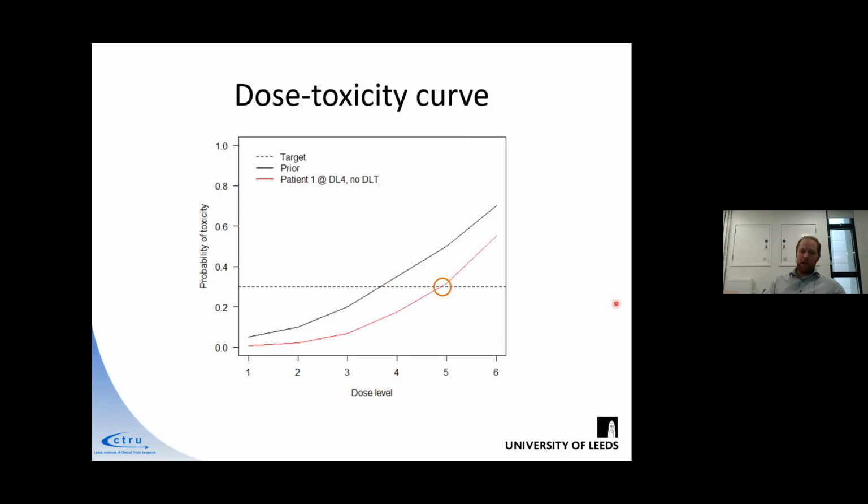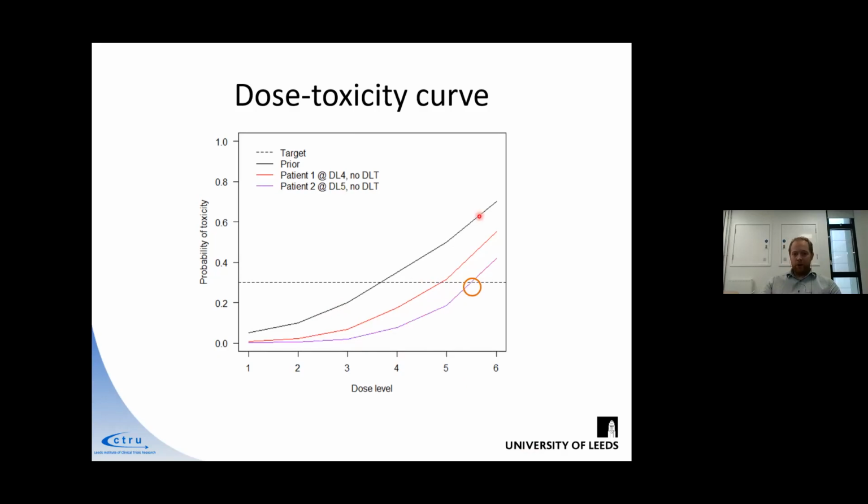Then we recruit a single patient at dose level 4, and we see that there's no dose-limiting toxicity. So we can see that the curve is estimated to come down from the original prior. We then see that the dose closest to this target toxicity of 30% is dose level 5, so we treat the next patient at dose level 5. That patient has no DLT, and the curve is updated, and we re-estimate and treat until the 22 patients have completed.